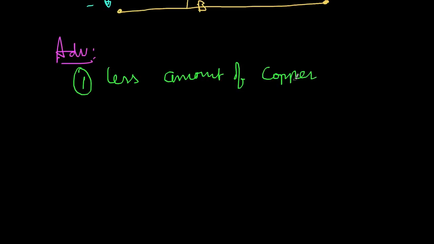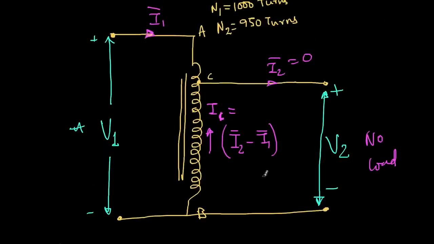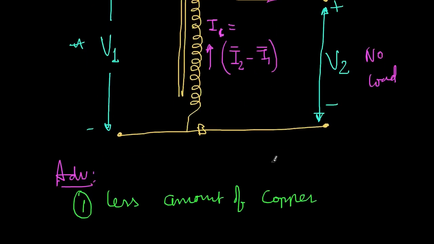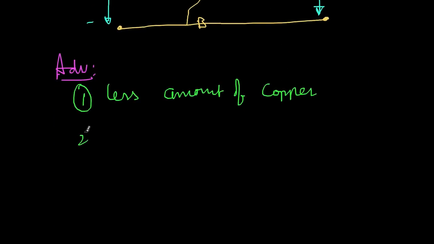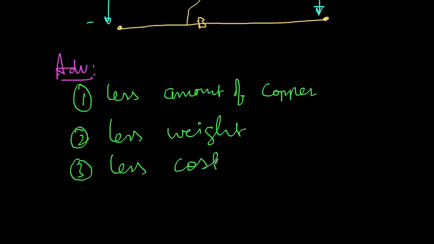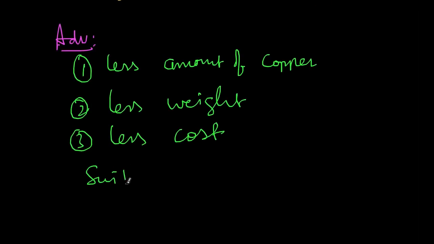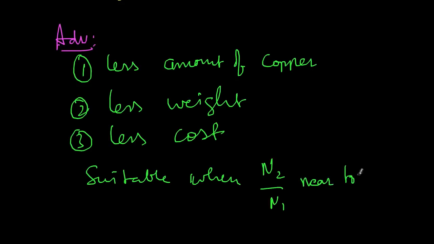So the windings, the same 950 turns, are shared across both. Because of the sharing of copper, less copper is needed, less weight, and as a result, less cost. So it is suitable when N2 by N1 is close to 1. So the magnitude of N2 by N1 is near to 1.